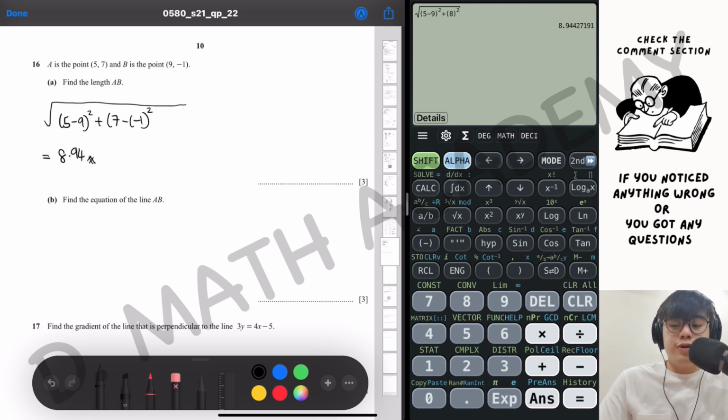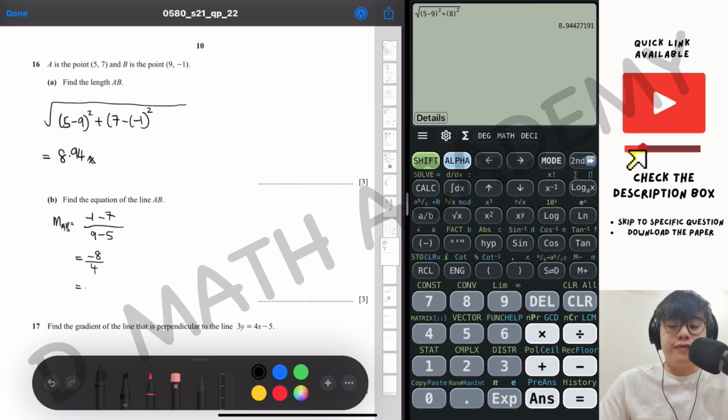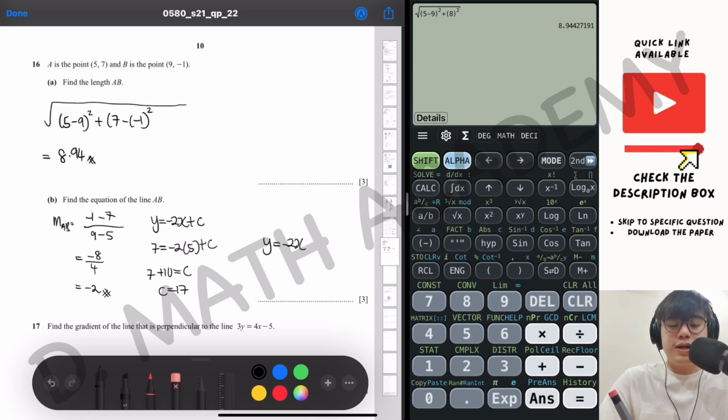To calculate the equation of the line AB, you will need the gradient first. So you have your final answer as -2 over here. When you sub in the points and run the calculation accordingly, you will have this. So you will get -2x plus 17 as your final answer.